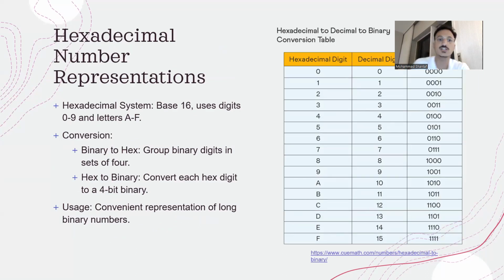Next, we're going over hexadecimal representations. As mentioned earlier, you can also use them in conversion to decimal and binary. In hexadecimal, we have 0 to 9 and A to F, and they are converted into 4-bit binary.